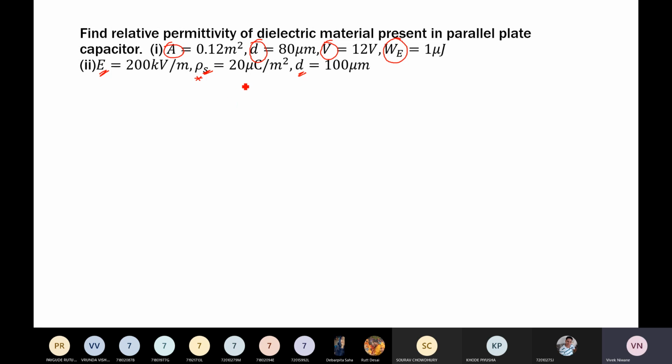Okay, so two cases, two different cases. Let us go with the first case, part 1. So we are given a value of WE, the energy stored, which is expressed as W is equal to 1/2 CV square.